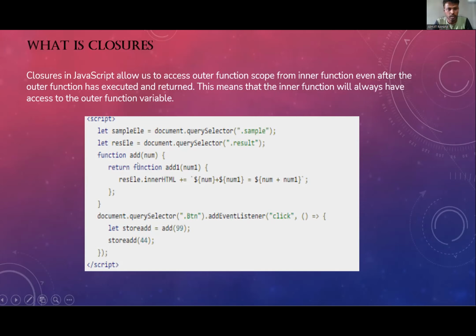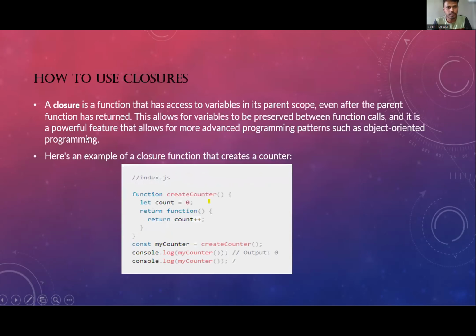Here is an example of closures. We simply take two functions, add and add one. We put one parameter in both of them, and the inner function can simply add the two numbers and return the result. This is the closure.